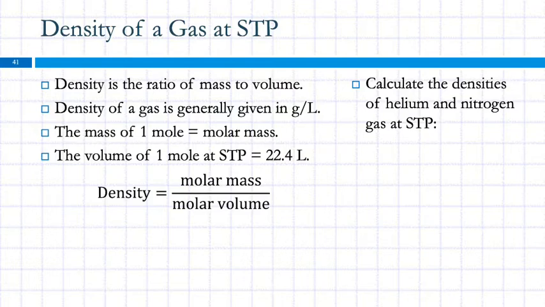Because the mass of a sample of gas at STP is going to be different, the density is going to be different. So the volume at STP of 1 mole, always 22.4 liters. But the mass of that sample is going to be different, and the density of the sample is going to be different.